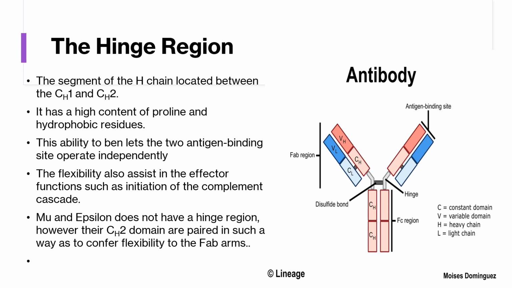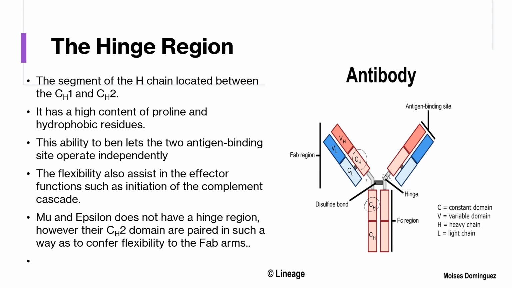So in this illustration, here you can see the hinge region, this one. This is a segment of the heavy chain located between the constant heavy chain 1 and constant heavy chain 2. So this is your hinge region. Now, it has a high content of proline and hydrophobic residues, and the high proline content allows for flexibility. This ability to bend lets the two antigen binding sites, or the Fab portion of the antibody, operate independently, and flexibility also assists in effector functions such as initiation of the complement cascade.